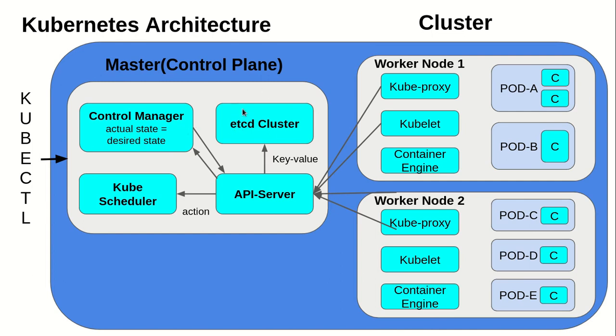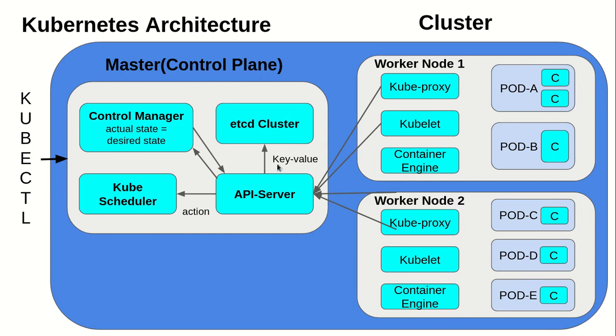This is basically working as a database. You can communicate with this etcd cluster with the help of the API server. The API server will contain all the information, and the etcd cluster will communicate back to the API server, and the API server will provide the information to the control manager, saying this is the actual state or this is the desired state. So with the help of the etcd cluster, the control manager can know the information. The etcd cluster stores the information in the form of key value pairs.